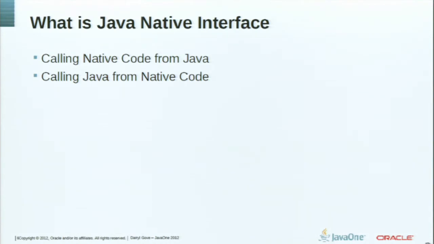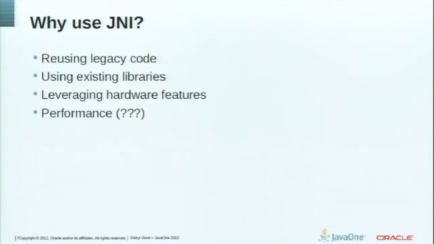So it's Java Native Interface. There are two ways of doing this: calling native code from Java, or the other way around, calling Java from native code. I'm going to just do calling native from Java. And so the questions really are, why do we want to do this? Because this is just a bit of a headache, isn't it?